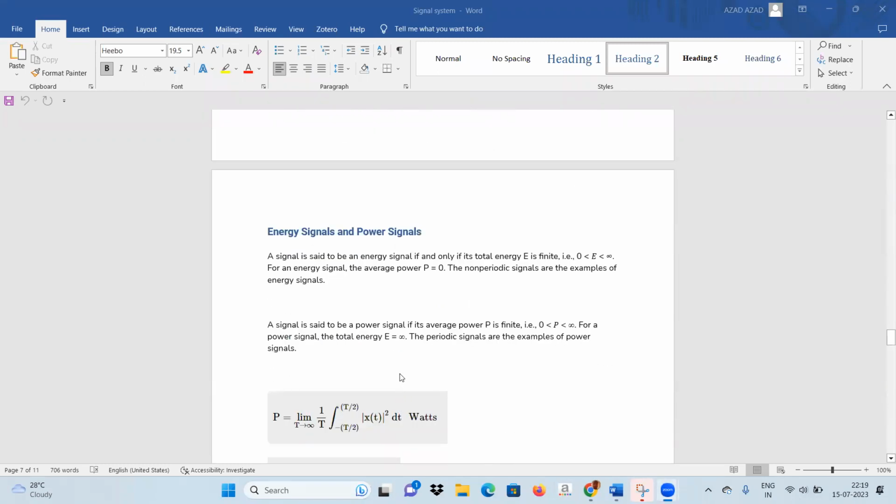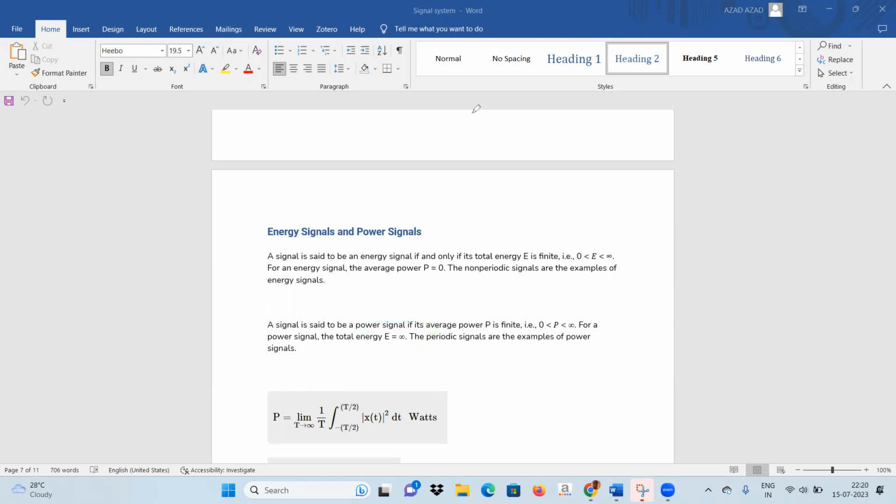Now come to energy signal and power signal. Energy signals are those signals which have finite energy but zero power. Energy is between 0 and infinite, and power will be 0, so it is called an energy signal. But power signals are those signals in which power will be finite, but energy will be infinite.